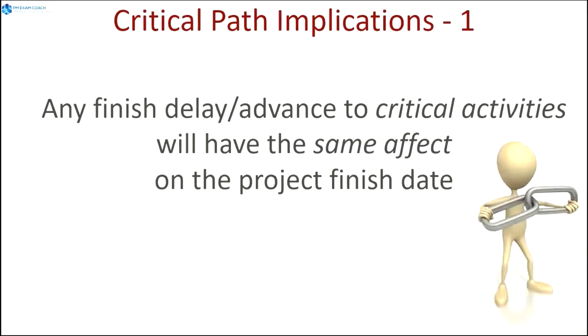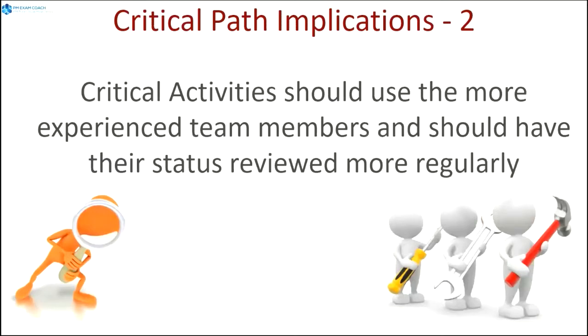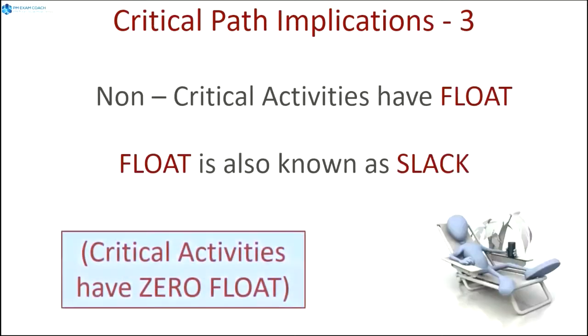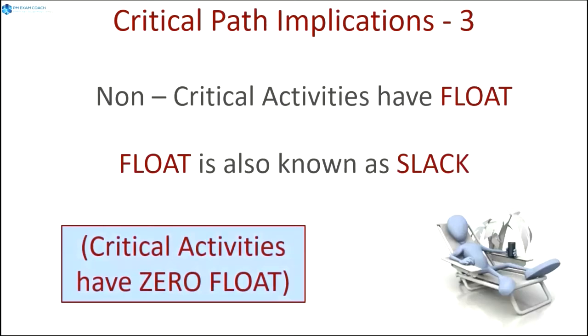Implication number one here is that any delay or advance to critical activities will have the same effect on the project finish date. So if a critical path activity is delayed for 2 days, your project end date will be delayed for 2 days. Critical activities should use the more experienced team members on the team, and they should have their status reviewed more regularly. Another implication is that non-critical activities have float. Activities that do not live on the critical path can have float, and float is also known as slack.